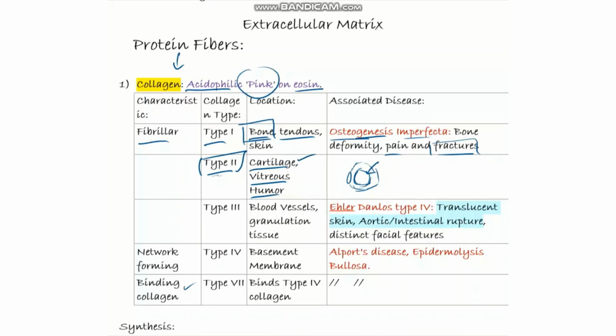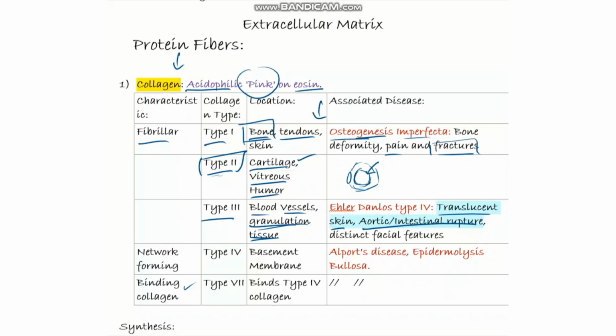Type 3 collagen is present in your blood vessels, inside your granulation tissue, which is a tissue that is formed at the sites of chronic inflammation, and it gets supplied by blood vessels, and is also found in the blood vessels. So any problem with type 3 collagen would obviously lead to a disease in the blood vessels. And here you can see it's got pathology in the aortic and intestinal rupture, because type 3 collagen is mutated in this disease. It is also characterized as Ehlers-Danlos type 4 disease, also characterized with translucent skin.